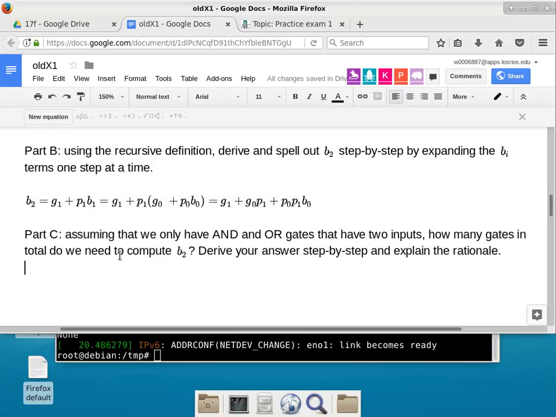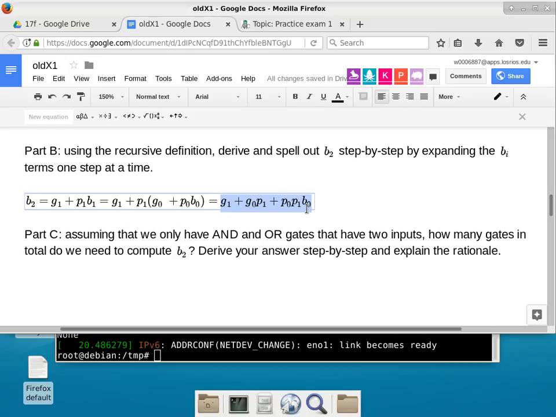Part C asks, assuming that we only have AND and OR gates and have 2 inputs, and each gate only has 2 inputs, how many gates in total do we need to compute B2? Derive your answer step by step and explain the rationale. In other words, because I'm only interested in B2, not the difference in the subtractor, our focus is just that part. So the question is, how many AND OR gates do we need? And each one is confined to only have 2 inputs.